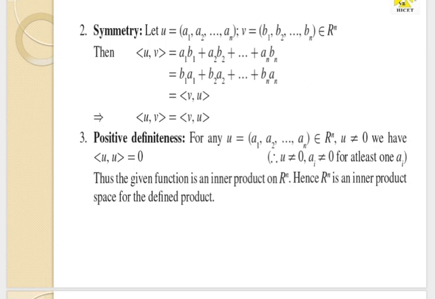Next is positive definiteness. In this, again, our u and v are given. Here we have to prove inner product of u comma u is greater than or equal to 0, and thus the given function is an inner product on R power n. Here we have proved all the three properties, linearity, symmetry and positive definiteness, hence R power n is an inner product space for the defined product.